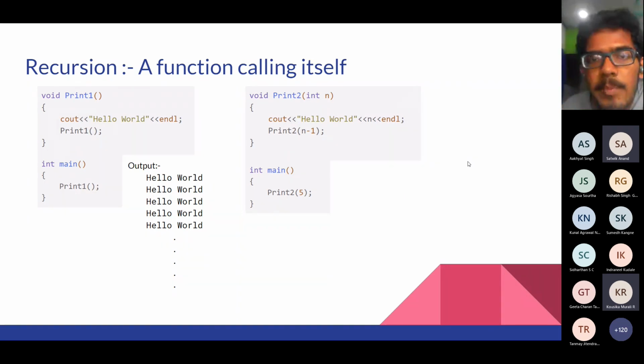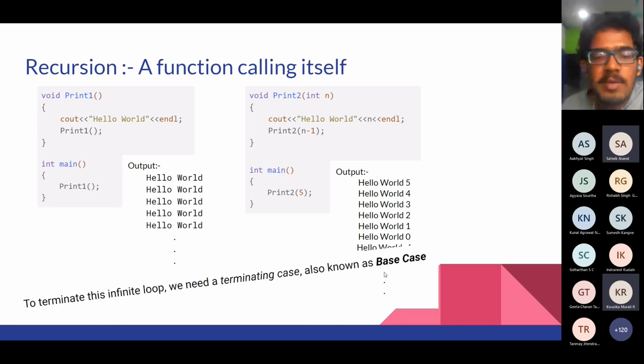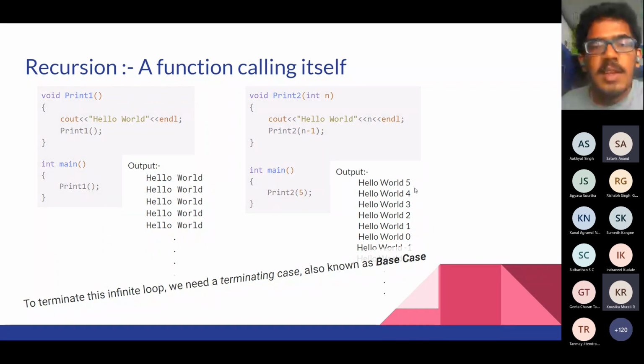No, here it won't, because we are only decreasing it. So when we want to terminate a recursive function, this is known as recursion, a function calling itself. And if you want to stop the infinite loop, you will need a terminating case, which is also known as the base case. So we'll see some examples of writing the base case.